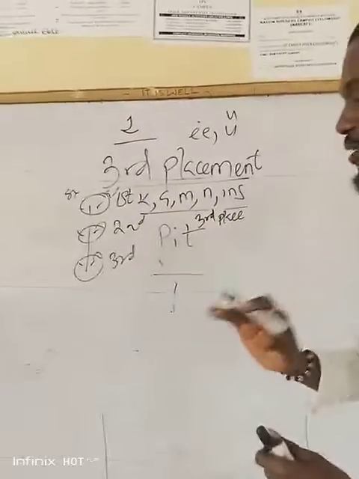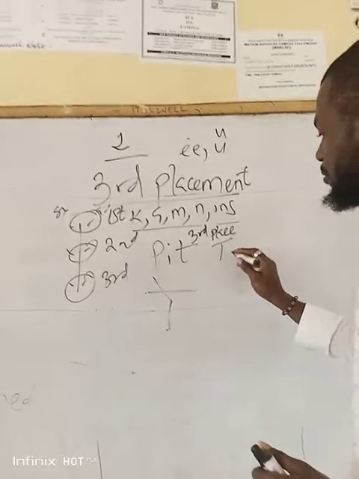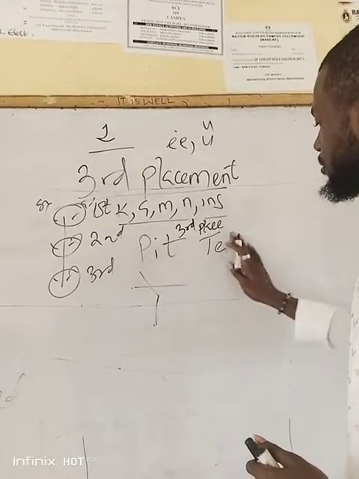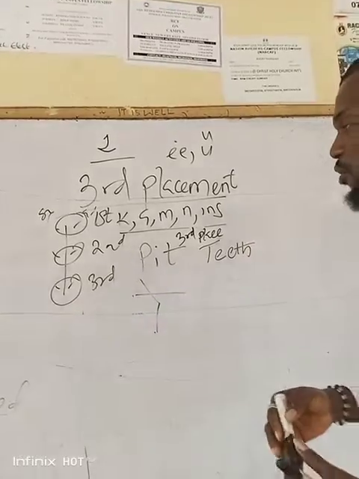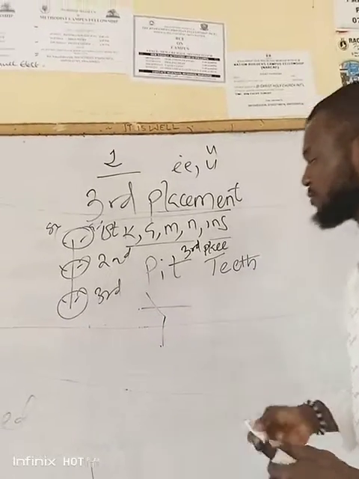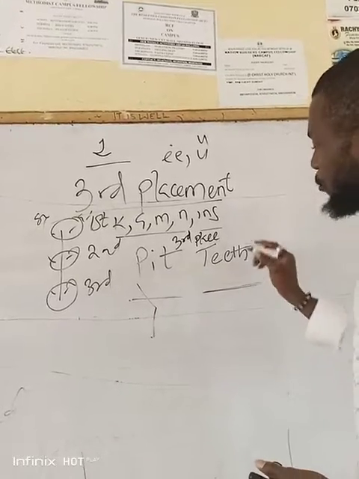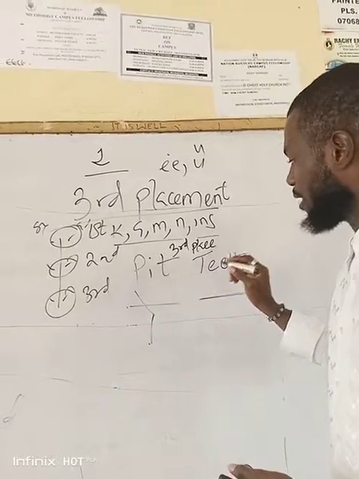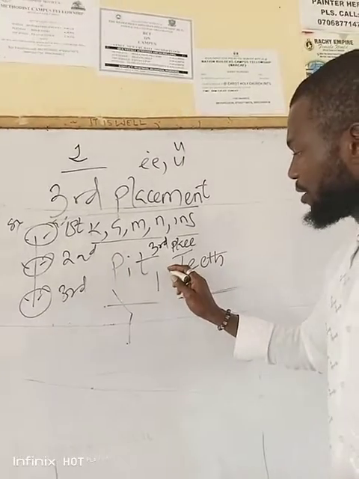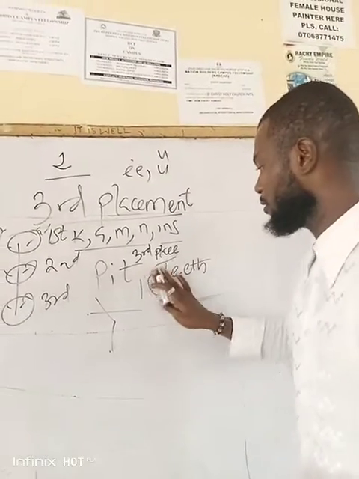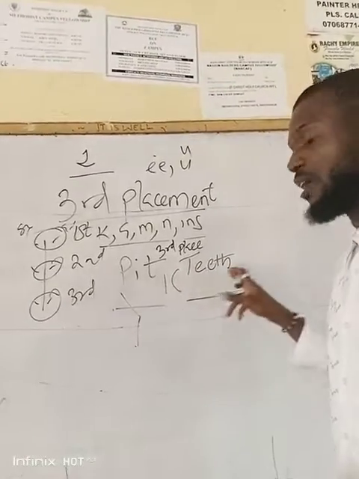Now let's have another example. We want to write something like this. What is this? It's called your teeth. The strokes that we have here are your T and your F. This is your two strokes we have here.